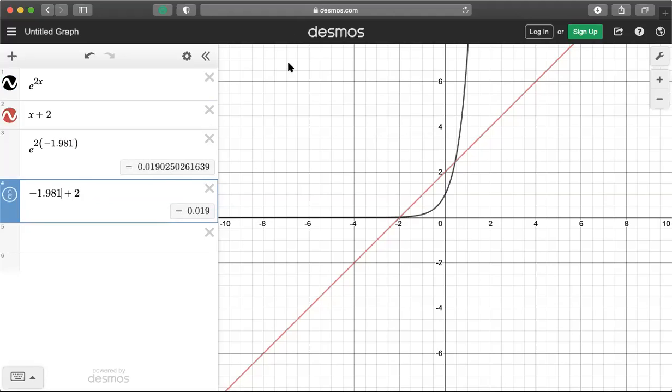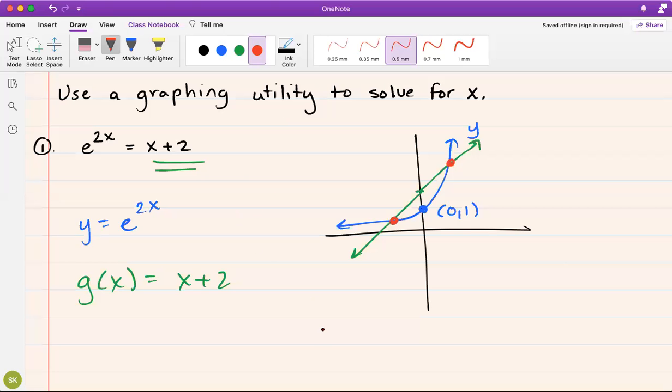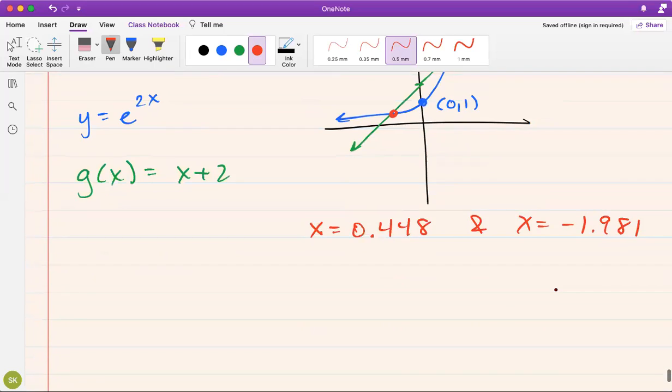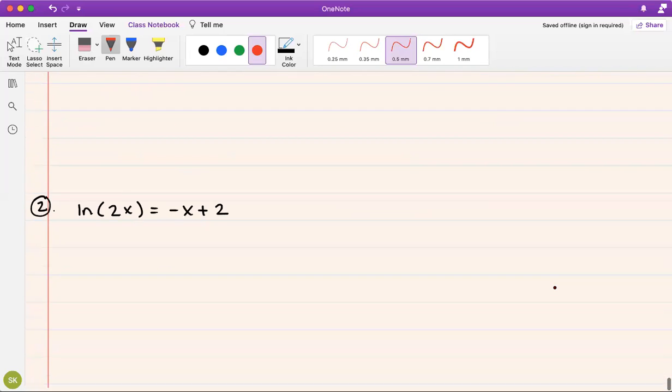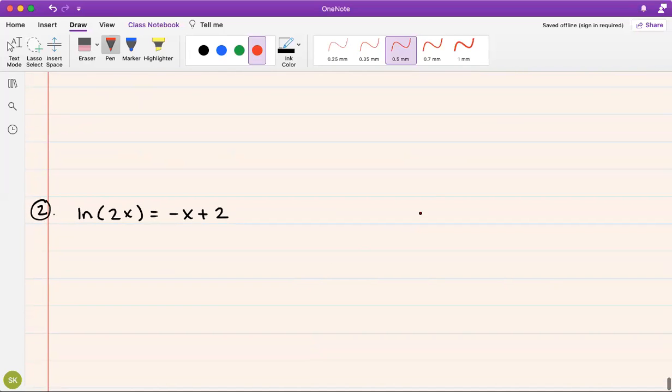Okay, so let's go back. So we said that the x values that work are 0.448, about that, and x is negative 1.981. Okay, maybe you tried this one. You could even try to get an idea of what the graph looks like just by sketching it on your own, and then put it into a graphing calculator and find the x values that work here.